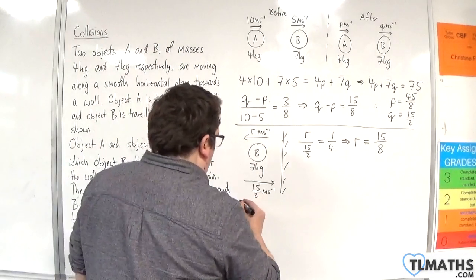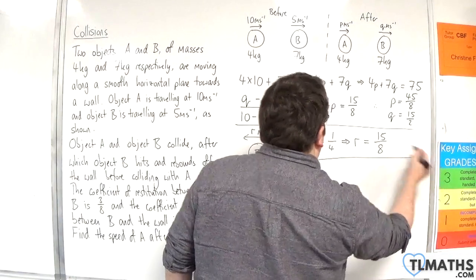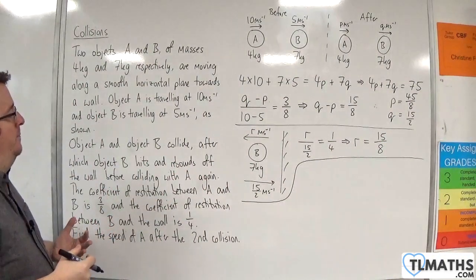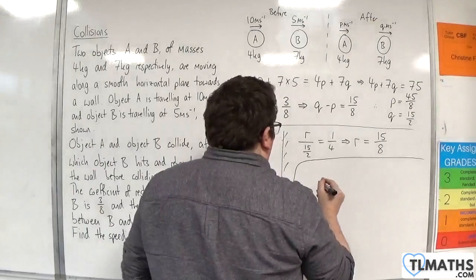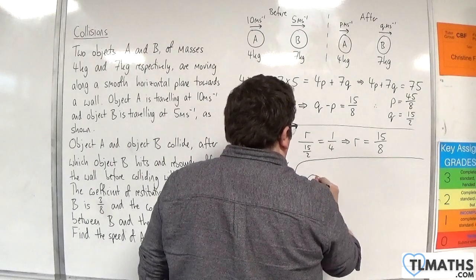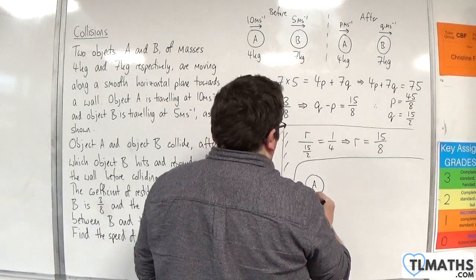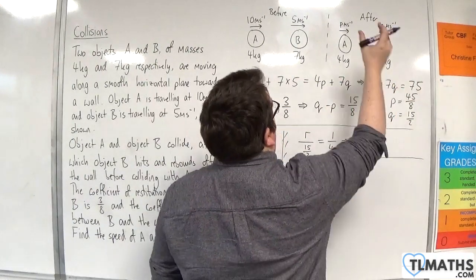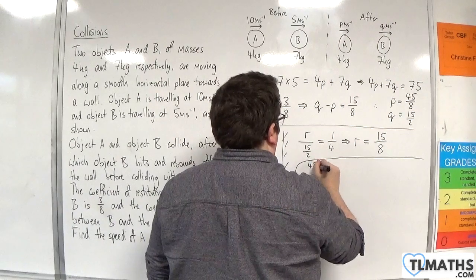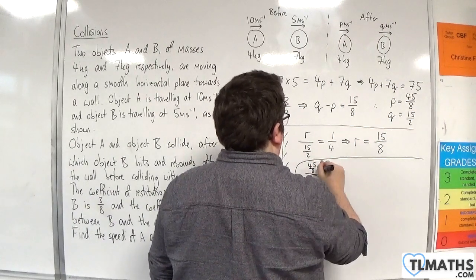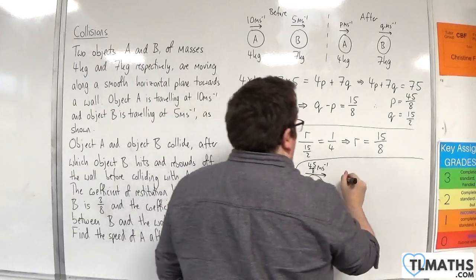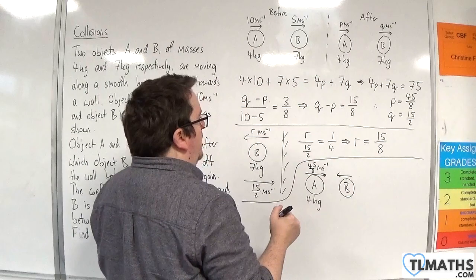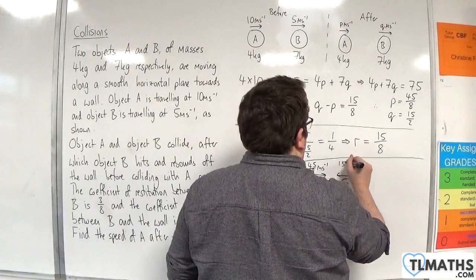So now we need to look at particle B having rebounded, now hitting A again. So the before picture looks like this. We've got particle A of mass 4 kilos. We know that it is travelling at 45/8 meters per second, and that's to the right. We have particle B, which has rebounded from the wall, now travelling to the left with a speed of 15/8 meters per second.